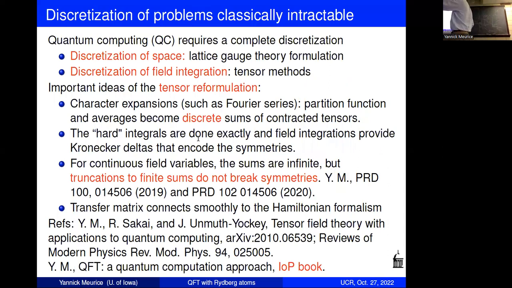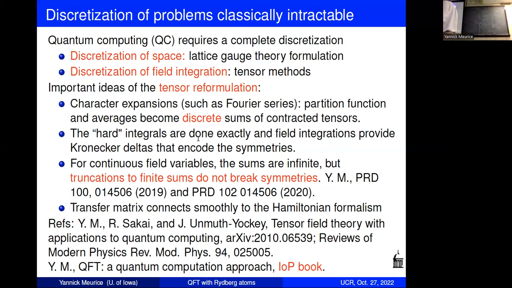Now, this is the Ising model, which is completely discrete. But if you want to do other types of field theory, the lattice models are defined by a path integral, and you also have to discretize the field integration. The method that I advocate is the tensor reformulation. You take the lattice model defined by a Boltzmann weight, and you expand the Boltzmann weight in characters. If you have a U(1) field, or a field on a circle, you can expand with a Fourier series. The Fourier modes are discrete, so you have something that you can put on a quantum computer.